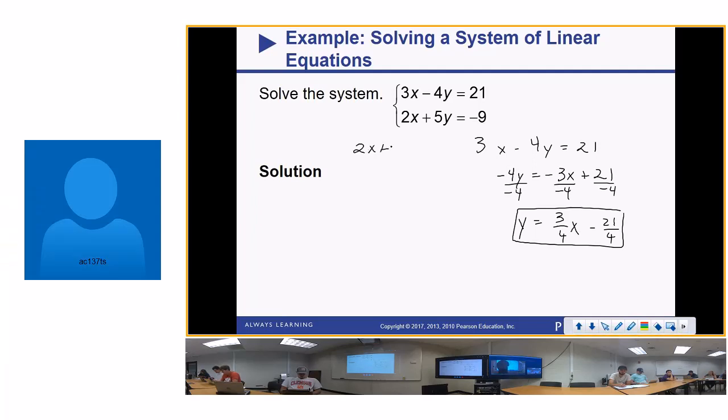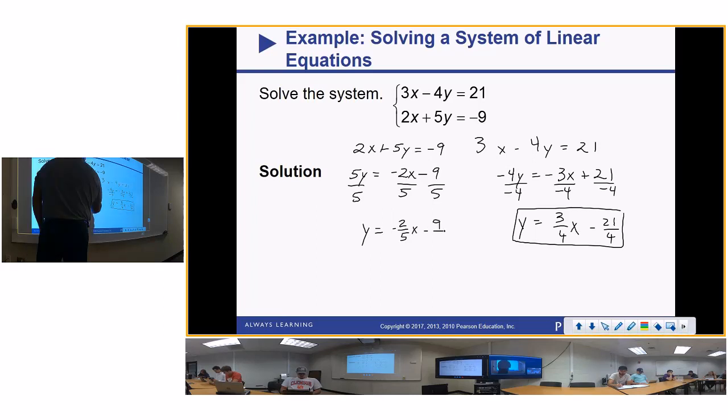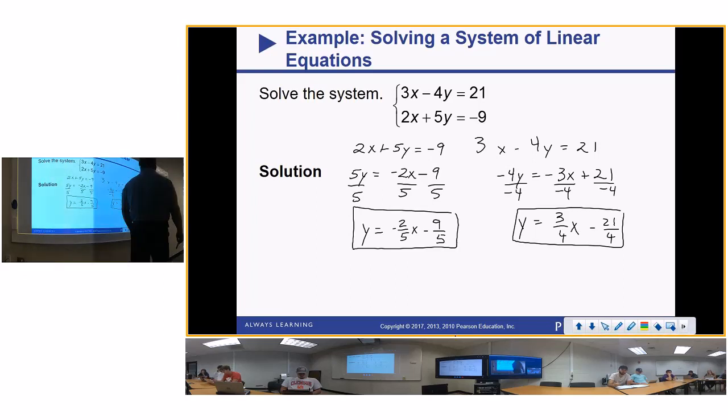2x plus 5y is equal to negative 9. 5y is equal to negative 2x minus 9. Divide by 5. y is equal to negative 2/5 x minus 9/5. So write those two down right there, and you're going to graph them.